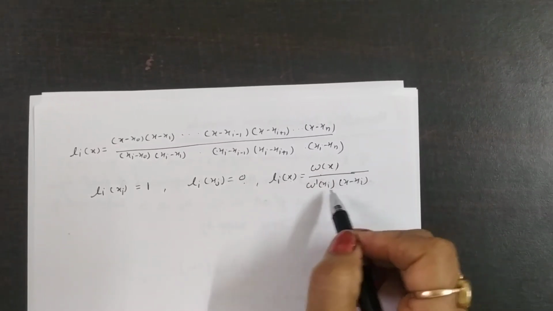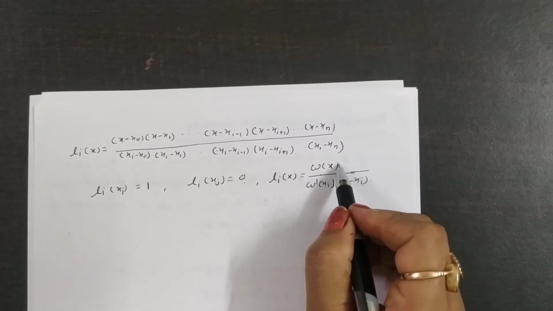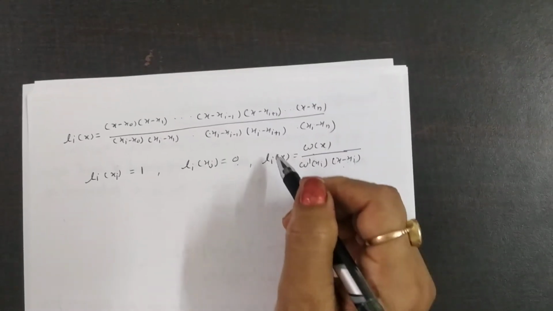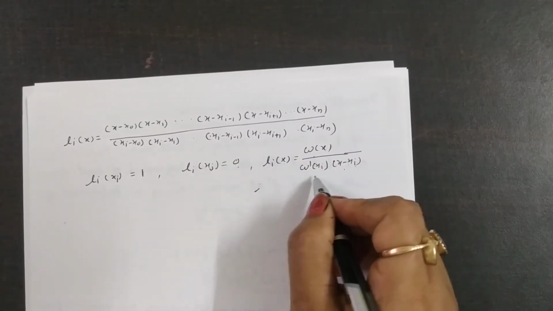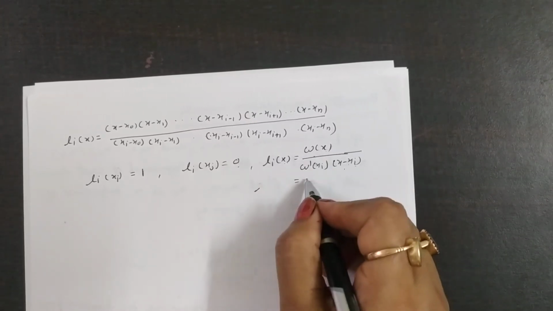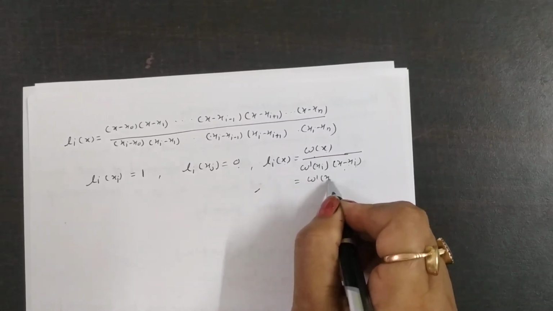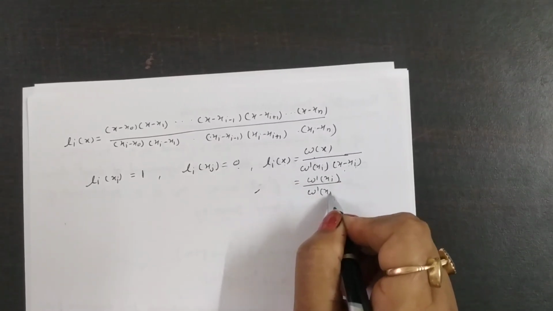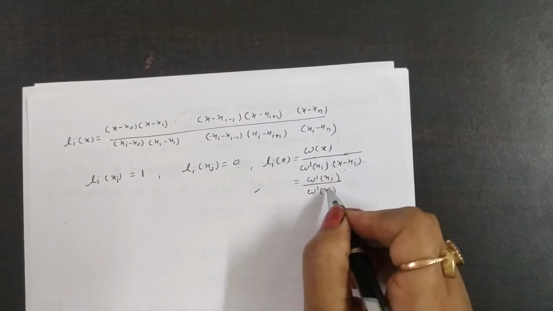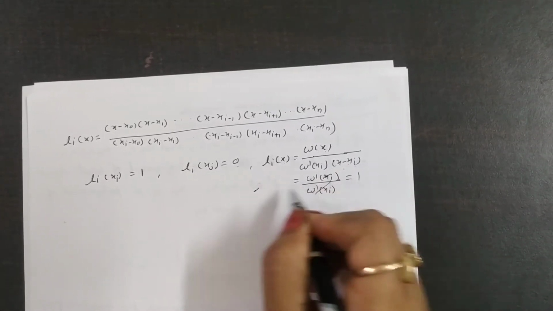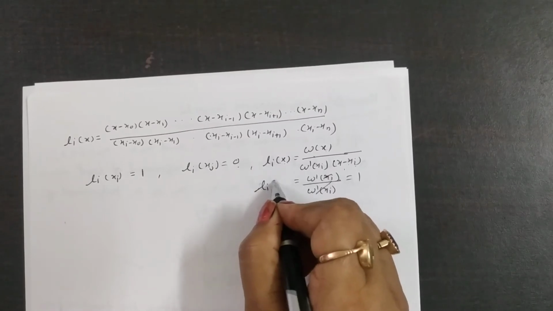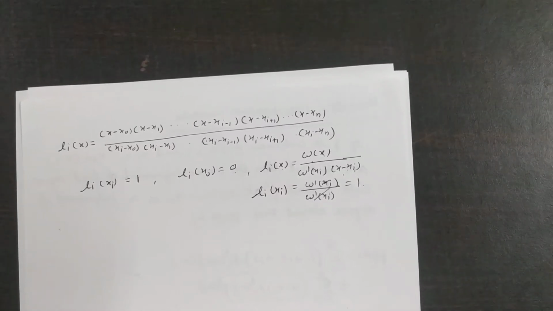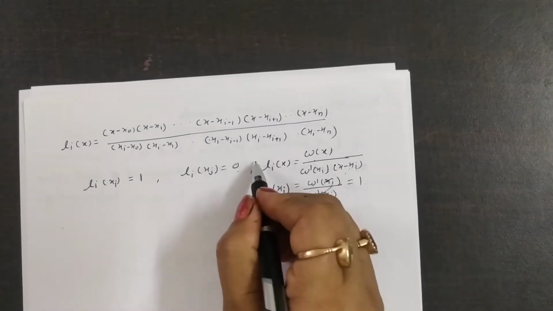So if you substitute here xi, then this is 0 and this is 0, that is the form of 0 by 0. So you apply L'Hopital's rule, and according to this you can say w dash xi, and the denominator also becomes w dash xi as written earlier, and this becomes 1. So this is equal to 1. So Li(xi), at this point the value is 1. Okay, we can prove this one like that.